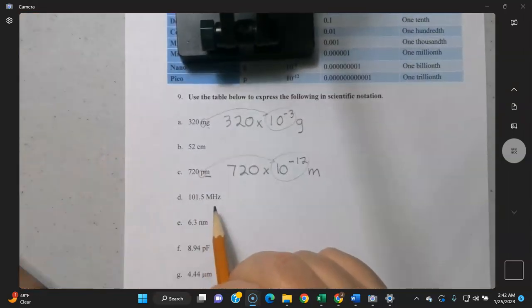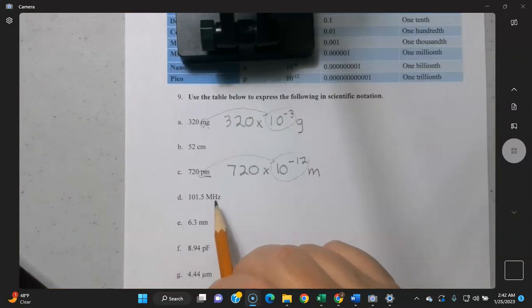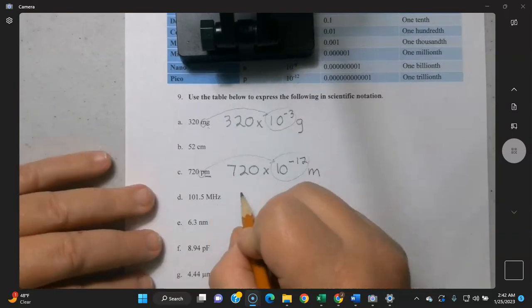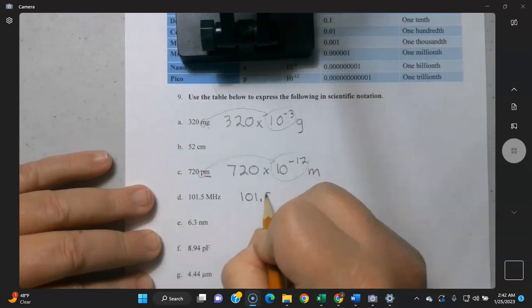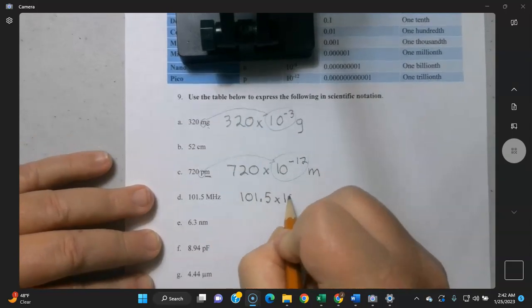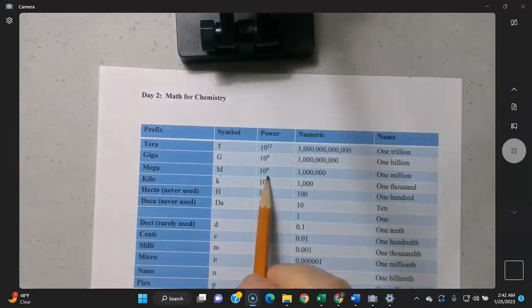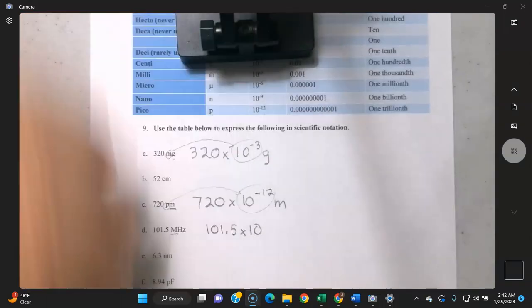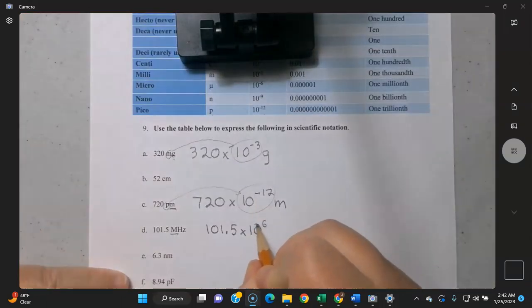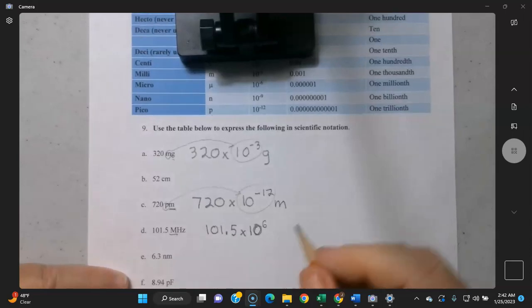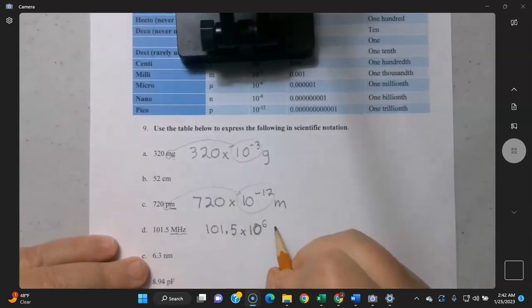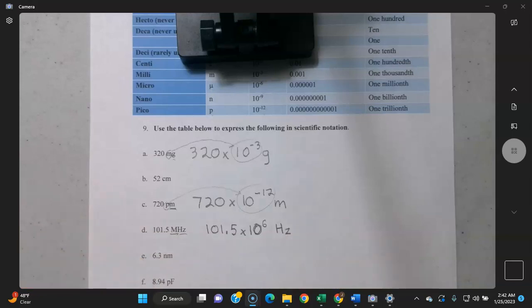101.5 megahertz is a radio station in San Diego called KGB that has this broadcast frequency. So that's going to be 101.5 times 10. It's capital M, mega, so we come up here. There it is. Mega is 10 to the 6th. Okay, and hertz is a unit of frequency. We'll talk about that later in the course. So you write hertz, okay? I'll leave the other 4 for you to do. Okay, so you can do the others the same way.